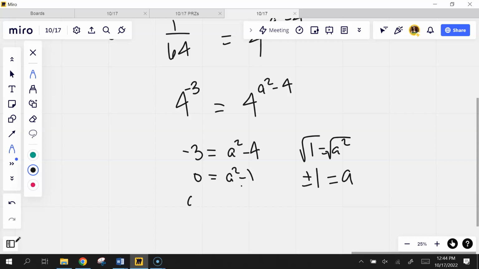Or if you were here, difference of 2 squares. Either way, gives you the same answer. So plus or minus 1.